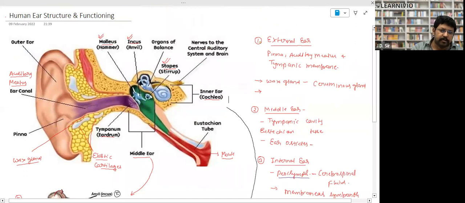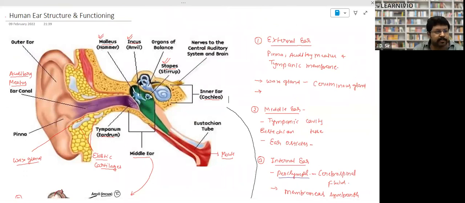Go through this structure and tell me if you have any doubt. I will agree.